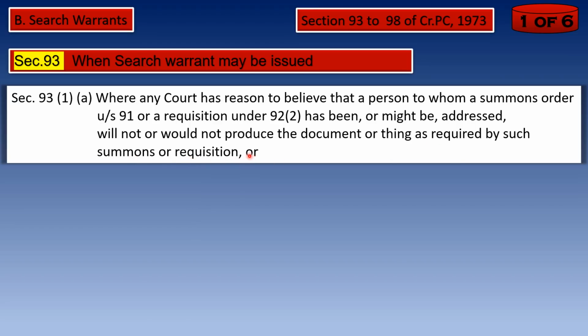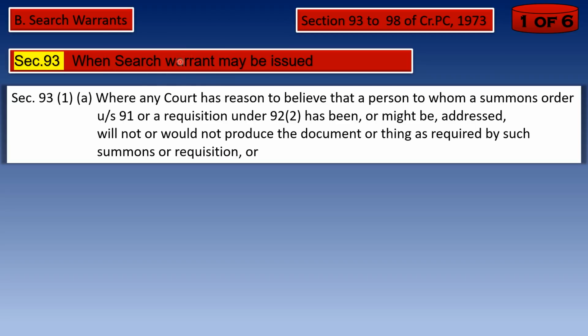Now let's understand this. Section 93 speaks about when search warrant may be issued. Means it is talking about the conditions. And what are the conditions to issue search warrant? Under section 91 and 92, we have already covered that summons is issued to produce such things. And if a court thinks that a person will avoid or will not produce any document or thing which is required, the court can issue a search warrant.